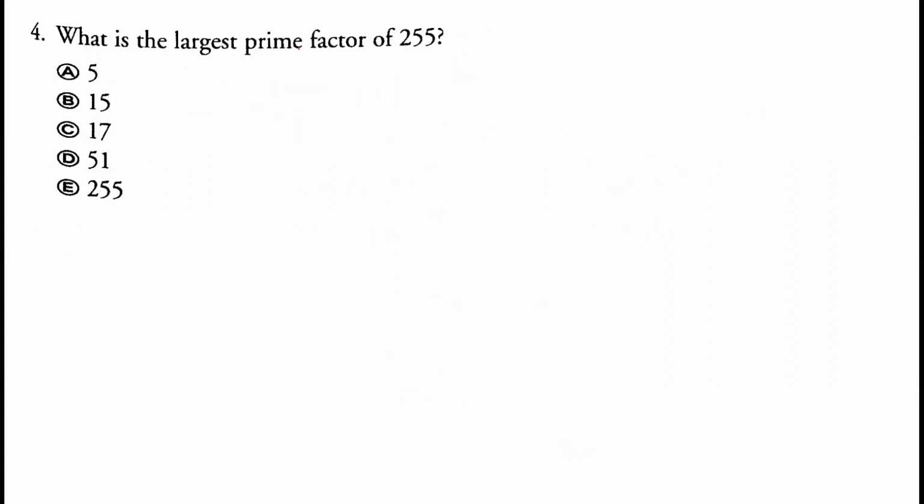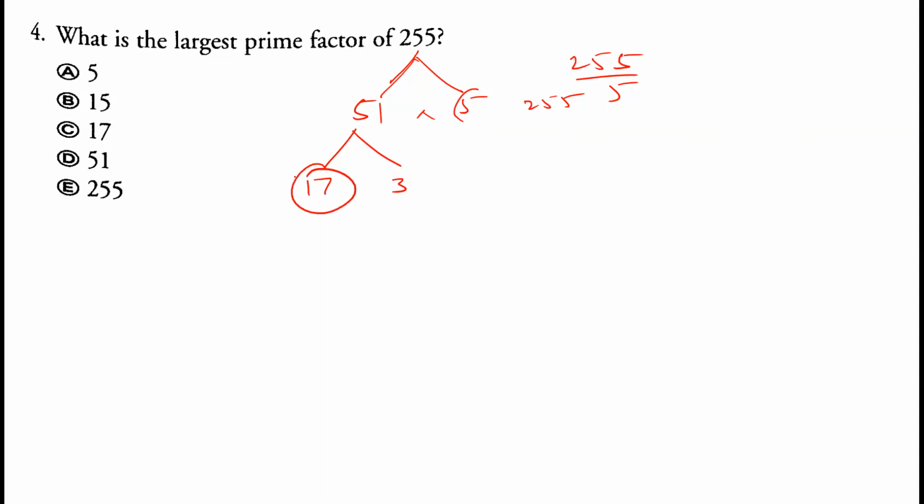Now, what is the largest prime factor of 255? If we divide 255 by 5, we get 51. So 5 into 51 is 255. Now 5 is a prime number, so can we divide 51 further? Yes, we can. 17 3s are 51. So what is the largest prime factor? The largest prime factor would be 17. So option C is correct.